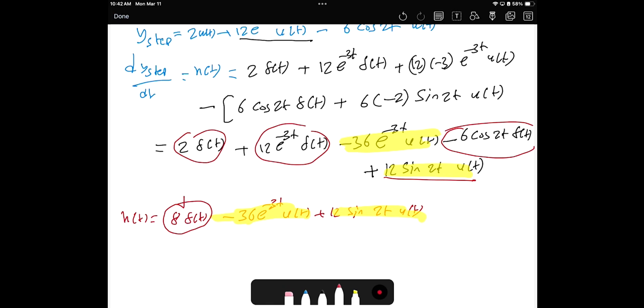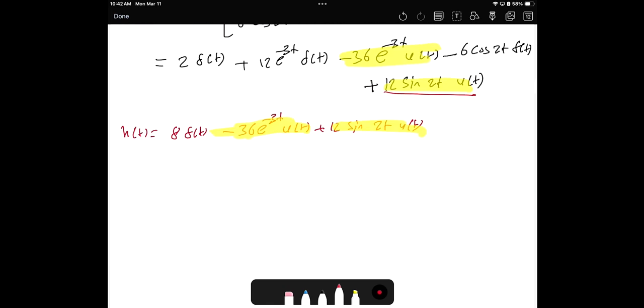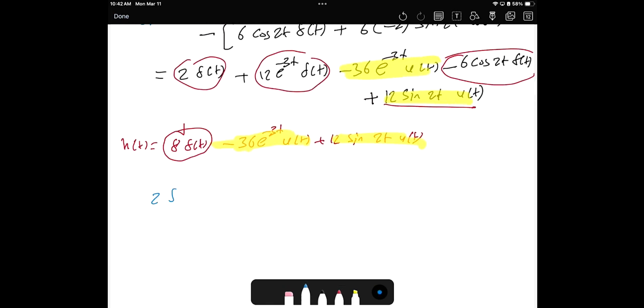I want you to think more about what we learned from the course. In other words, how can we say 2 delta of t plus 12 e power negative 3t delta of t minus 6 cosine 2t delta of t is really equal to 8 delta of t? The answer is yes, but how? Exactly.